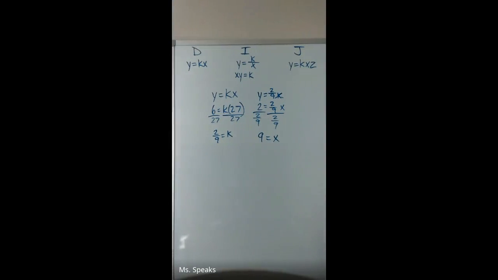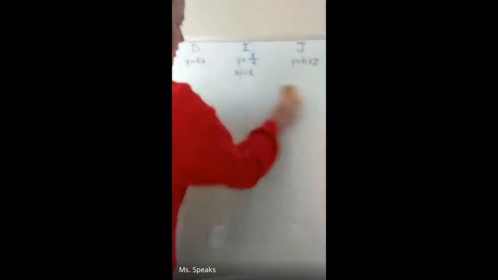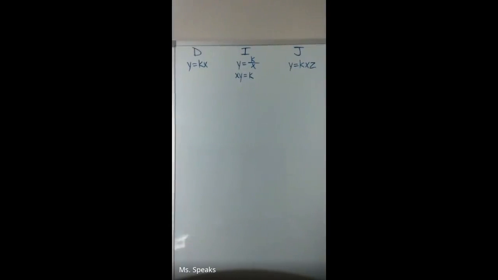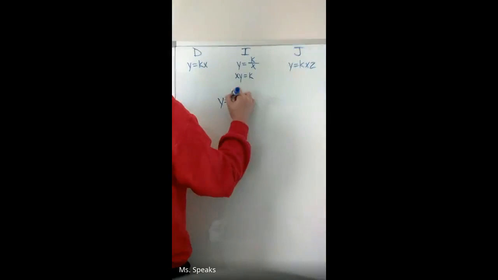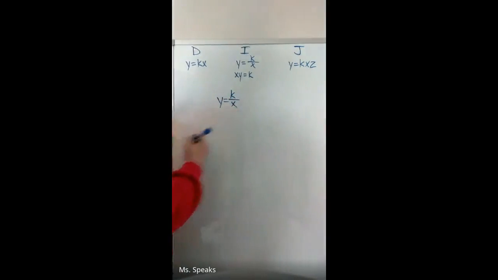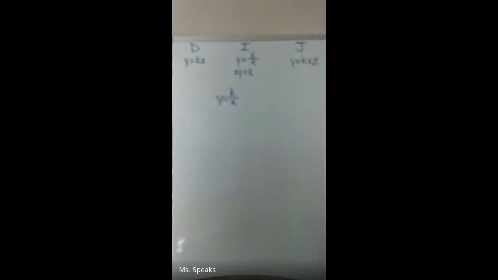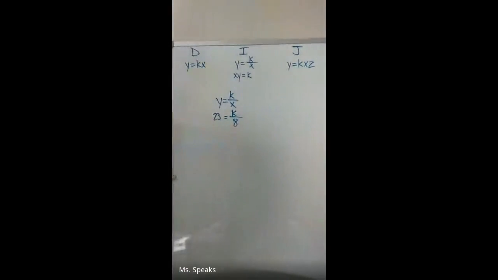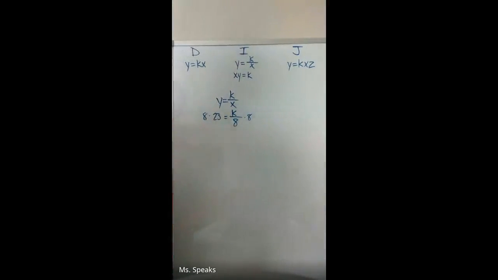So I'll do 14 as well. So 14, if y varies inversely as x, that means I'm using this equation. Y varies inversely as x. Y equals 23 when x equals 8. So 23 equals k over 8. And if I'm solving for k, I'm going to multiply both sides by 8.